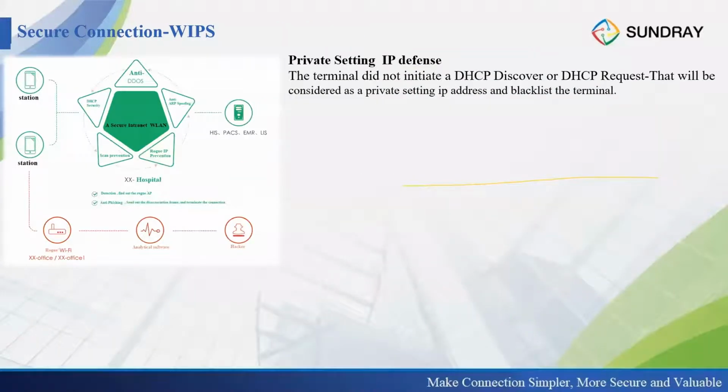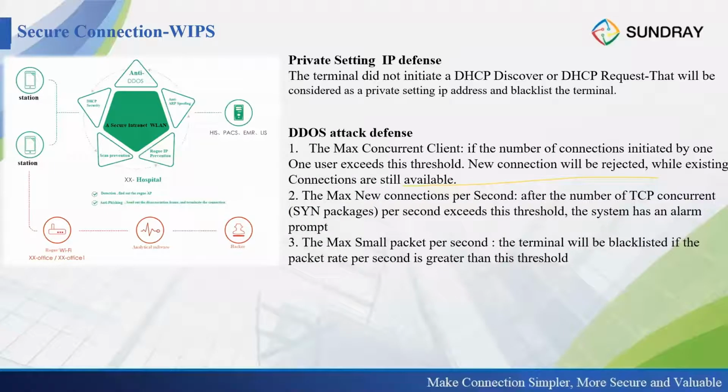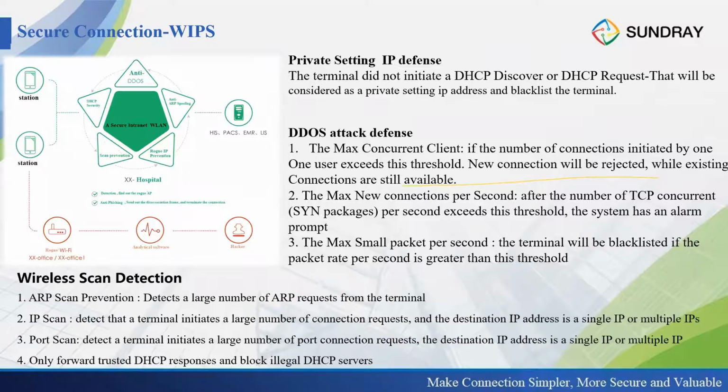And also our controller is secure because we have the built-in IPS. For the built-in IPS, we provide DoS attack defense. We can find out the ARP DoS attack, DHCP DoS attack, and also wireless scanning detection. We want to figure out what the device is. You use ARP scanning, IP scanning, and port scanning. This kind of scanning. Maybe they will do spoofing, like a fake gateway.